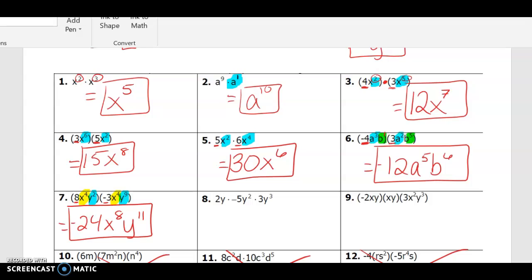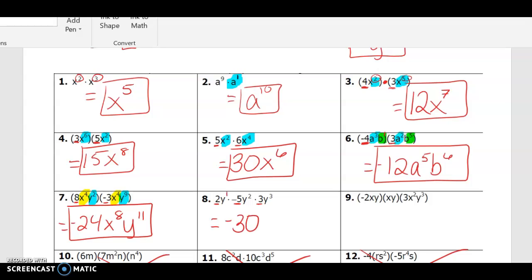All right. Now, number 8, I have 3 terms that I'm multiplying, but that's okay. We do the same process. So now, instead of multiplying 2 numbers that are out in front, I'm going to multiply 3 numbers that are out in front. So I have 2 times negative 5 times 3. So if I start with just 2 times negative 5, I would have negative 10. Negative 10 times 3 is negative 30.